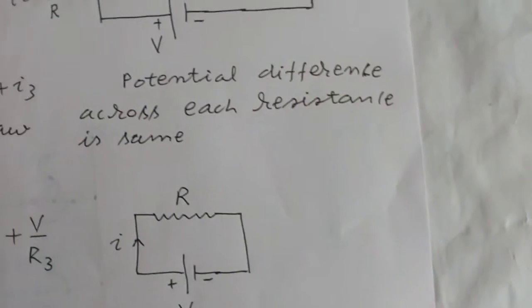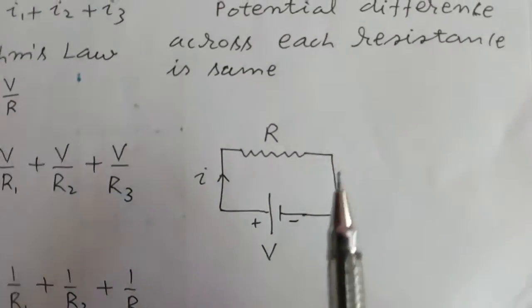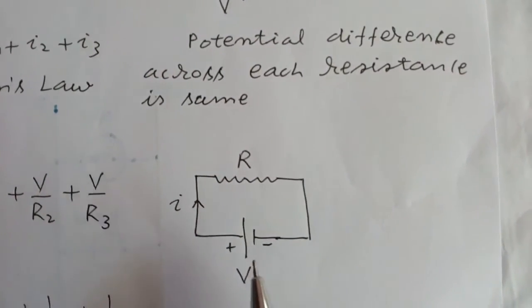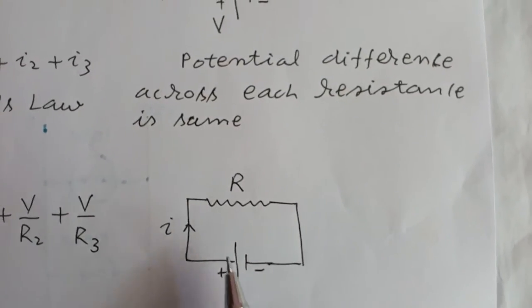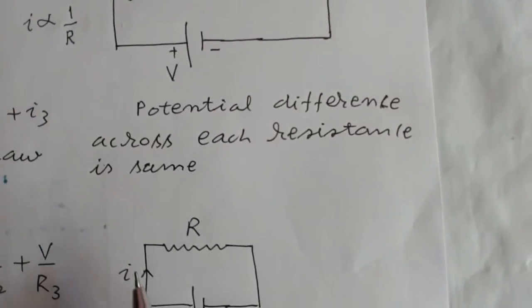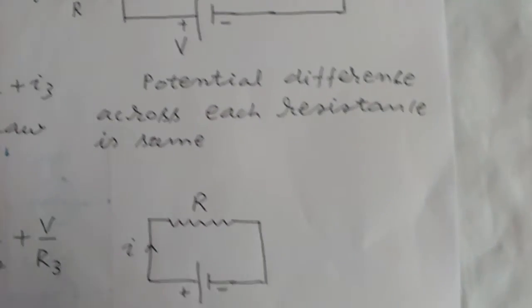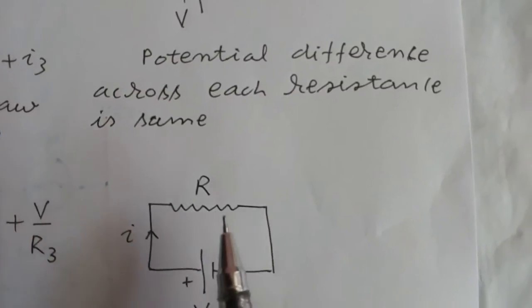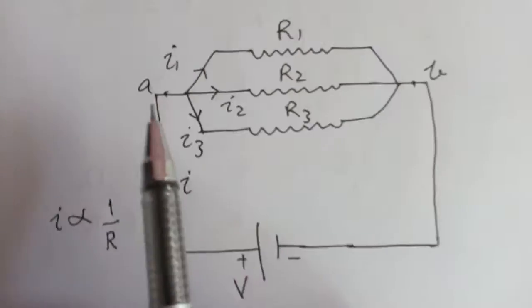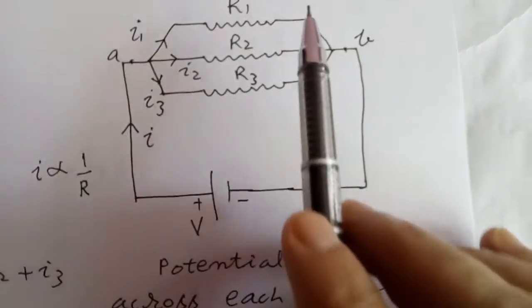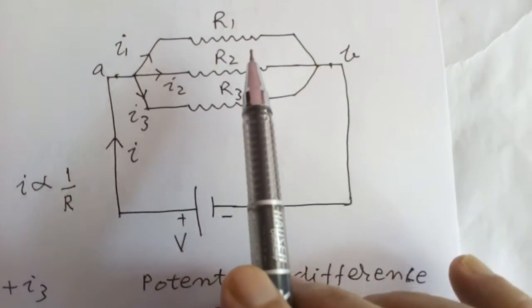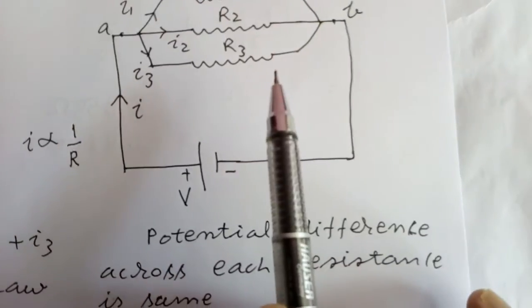Now suppose equivalent for this is R. So connect a cell across this R whose potential difference across its terminals is suppose V when it is giving current I. So if same current flows through this resistance R, then we say that the current I flowing here is the same current I flowing here. So in that condition we will say that this resistance is equivalent of the parallel combination of these resistances.